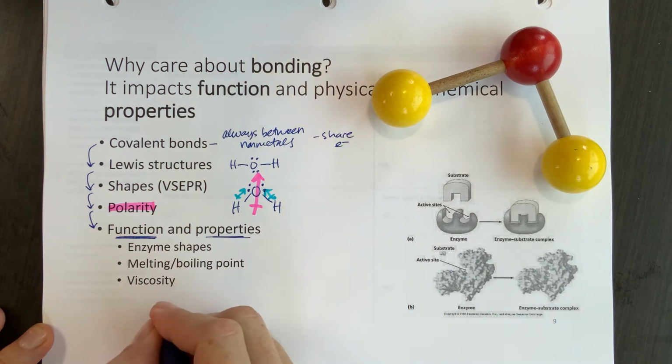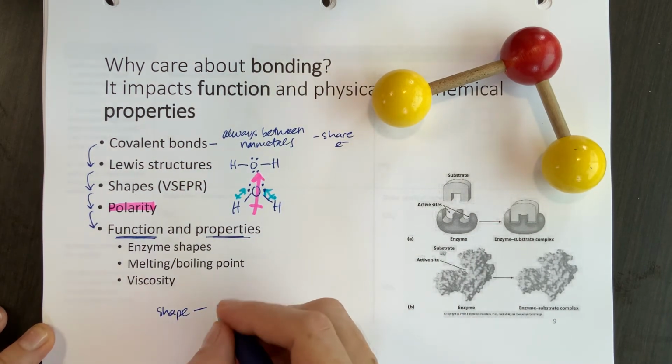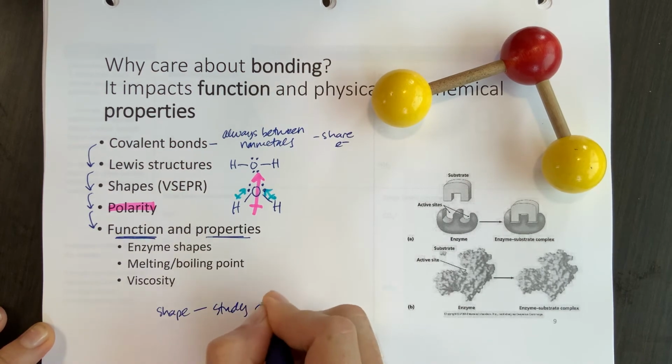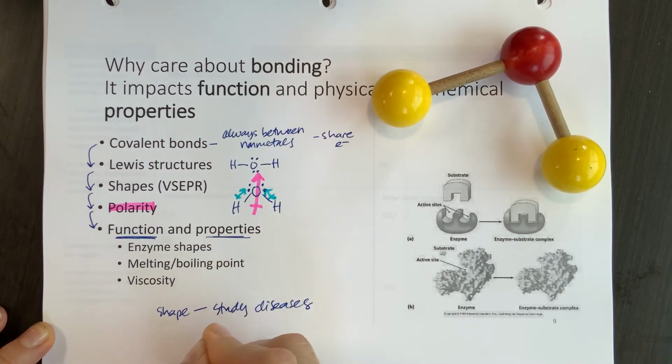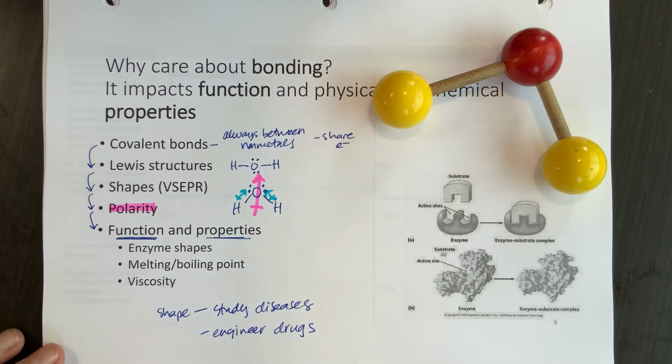Some cool things that we can do with shape. We can study diseases like our coronavirus. And we can also engineer drugs. Engineering HIV drugs was actually one of the first times that they were able to engineer something that would have the right shape to fit into the active site there. So that's something we can do with our shape.